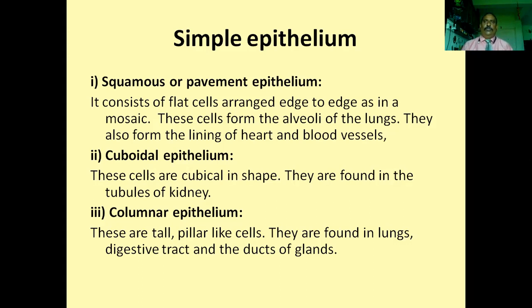Cuboidal epithelium. You know cuboid, which is the three-dimensional view of a square. Cells of such type are found in the tubules of the kidney. Then columnar epithelium. These are long, pillar-like structures. They are found in the lung, digestive structures, and ducts of glands.